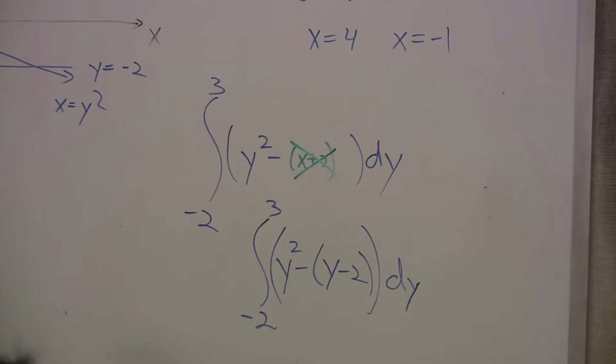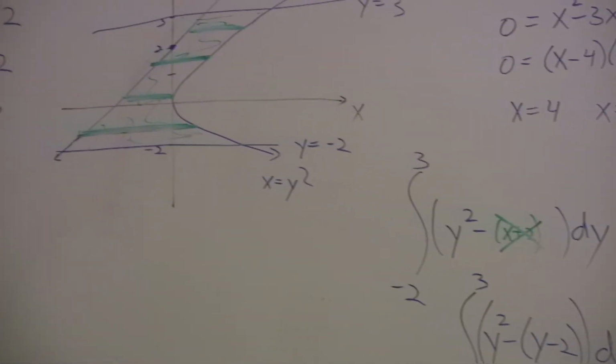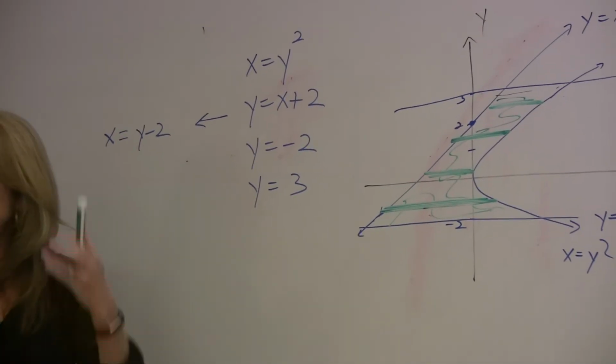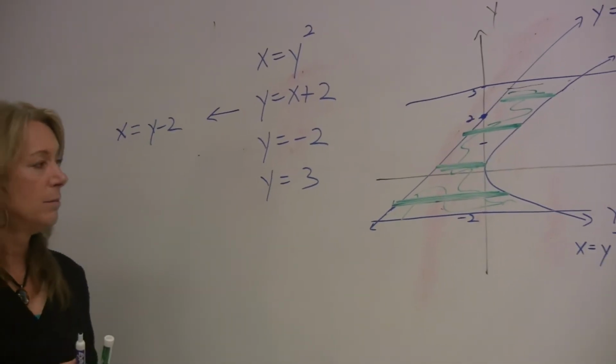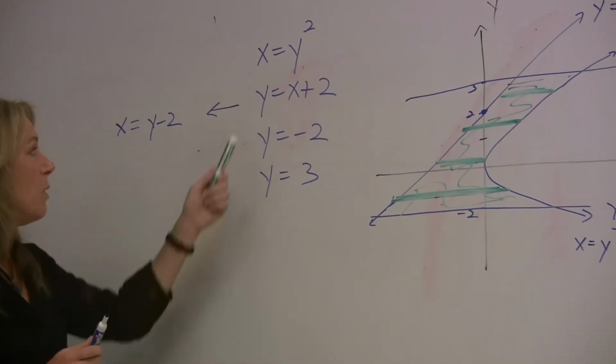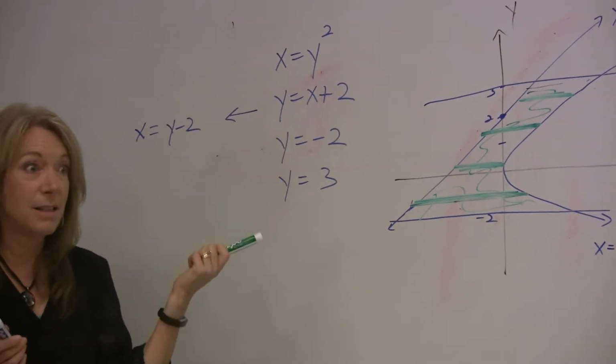So this was a perfect example that it's not always set up perfectly for you. You might have to do some rearranging so that you can set it up. This was y as a function of x, but we can make it x as a function of y.